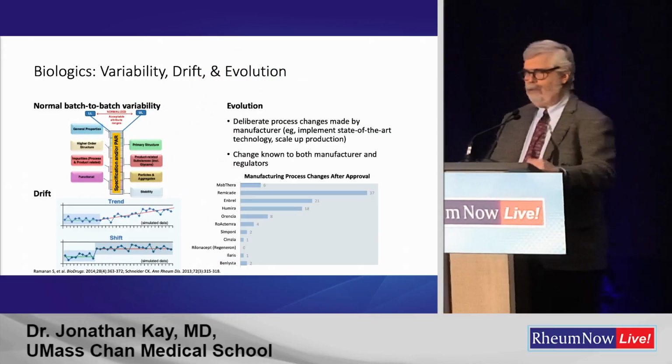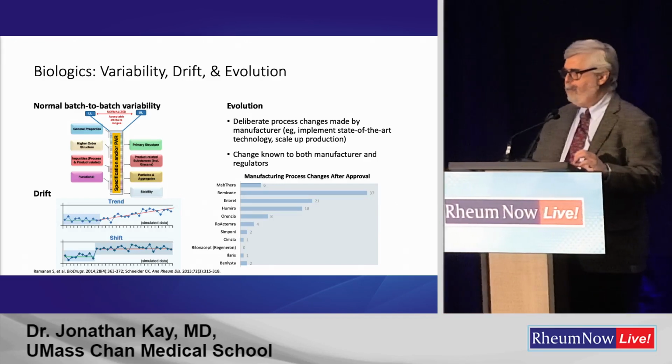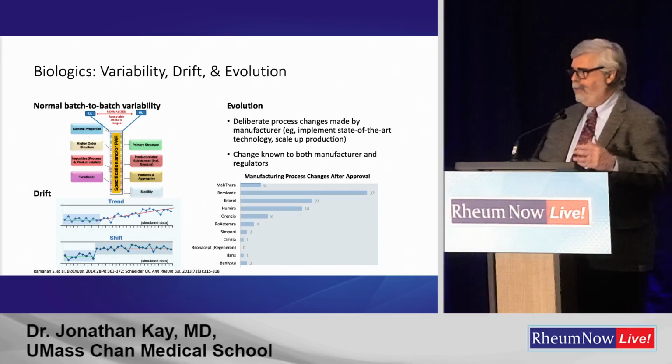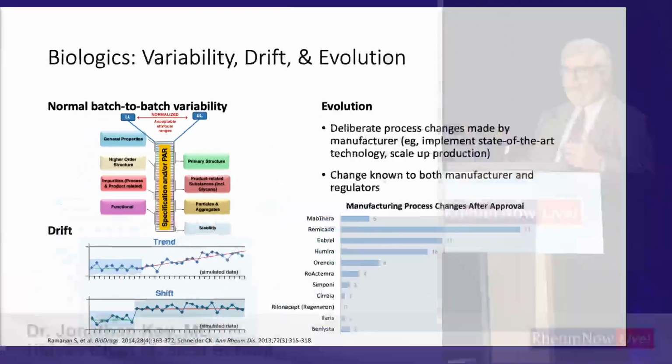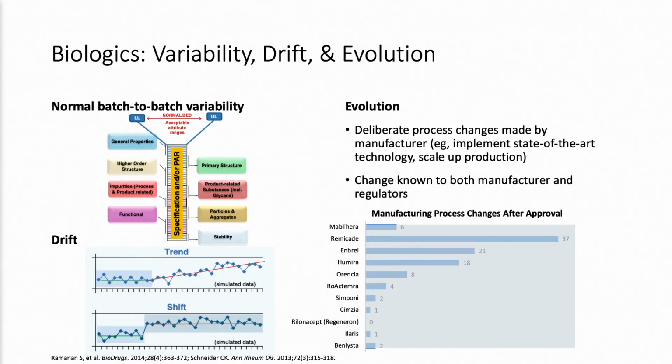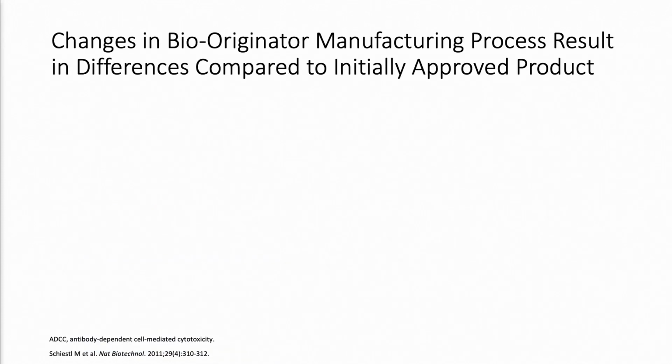Evolution of a biopharmaceutical is due to deliberate process changes that are made by the manufacturer, such as implementing state-of-the-art technology or scaling up production, and these changes are known both by the manufacturer and the regulators. As of 2013, in this editorial by Christian Schneider from the EMA that was published in Annals of the Rheumatic Diseases, there were 37 such changes after the approval of Remicade, 21 after the approval of Enbrel, and 18 after the approval of Humira and others for other products.